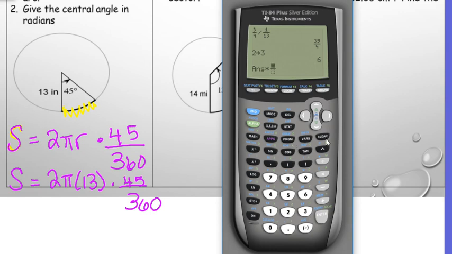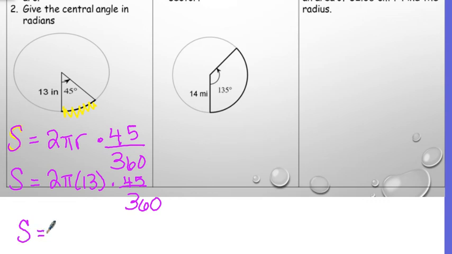So I'm going to grab the calculator and put that in. I'm going to say 2 times 13 equals 26, and then times 45 over 360, which is 1 over 8. So your arc length S is equal to 13 over 4, and keep the pi that was already there, and it gave it to us in inches, so that is in inches.